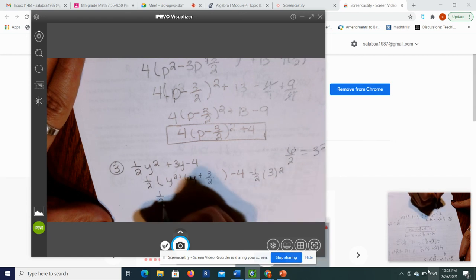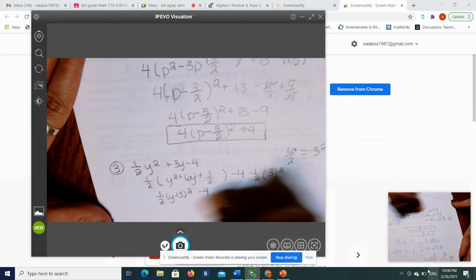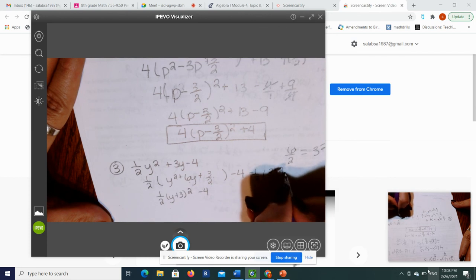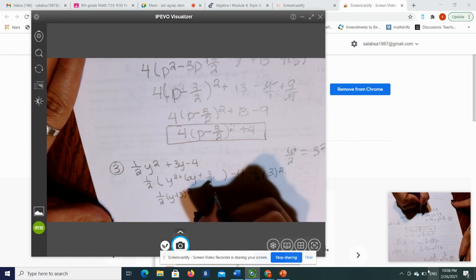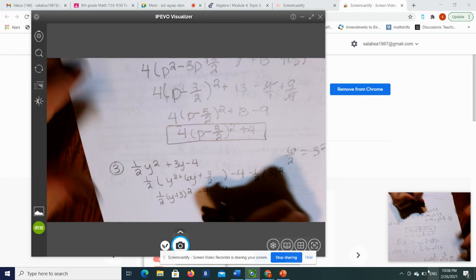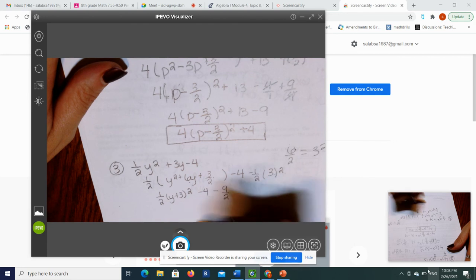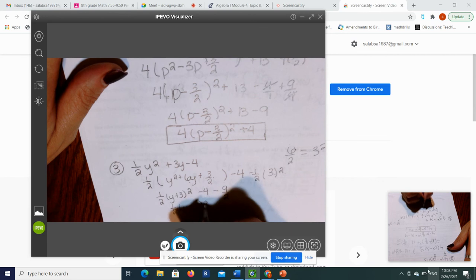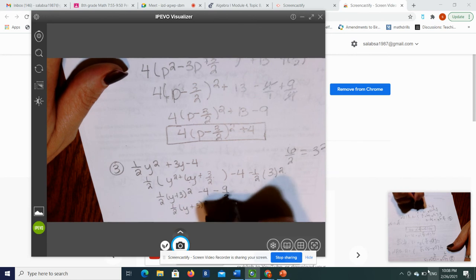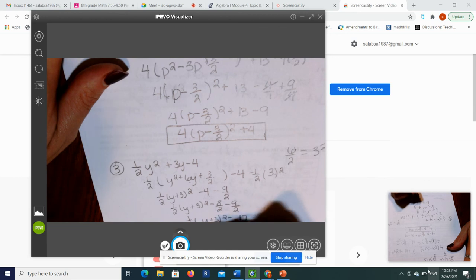So 1/2 parentheses y plus 3 squared minus 4. So 3 squared is 9. It'll be 9 over 2, because 9 times 1/2 is 9 over 2. Now we gotta make this an improper fraction so we have like terms. You have 1/2 parentheses y plus 3 squared minus 8 over 2 minus 9 over 2. So our final solution would be 1/2 parentheses y plus 3 squared minus 17 over 2.